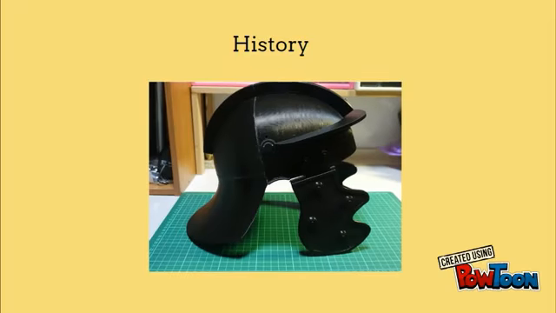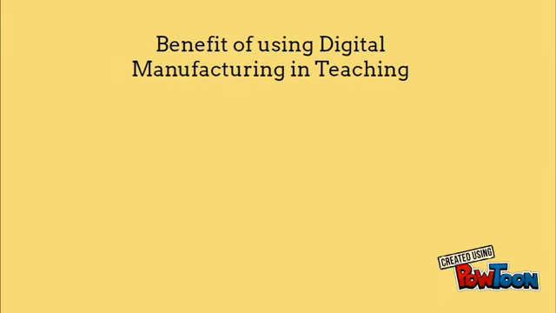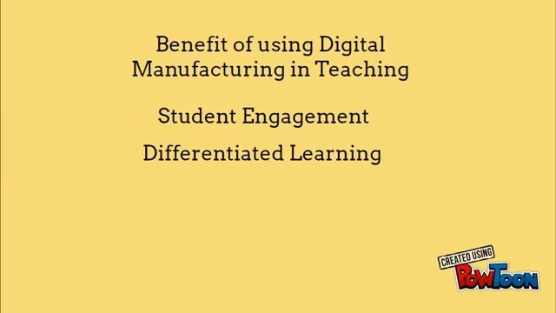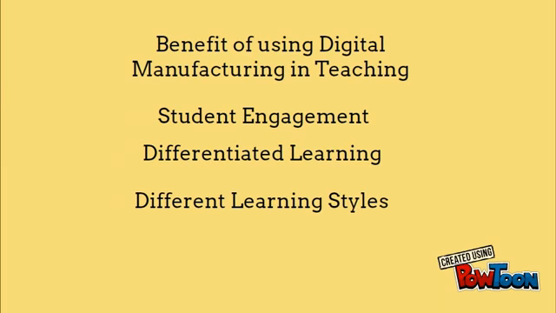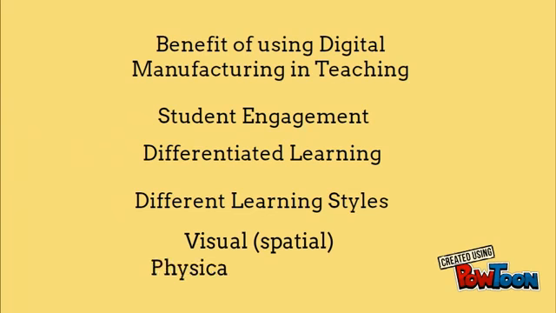And in history, historical tools and artifacts can be recreated to help students visualise what life might have been like in the past. One of the major benefits to teaching for digital manufacturing is in student engagement and the ability to provide differentiated learning for students with varying learning styles. Digital manufacturing enables students to become hands-on and interactive with their learning. All of the examples above provide this type of student engagement.